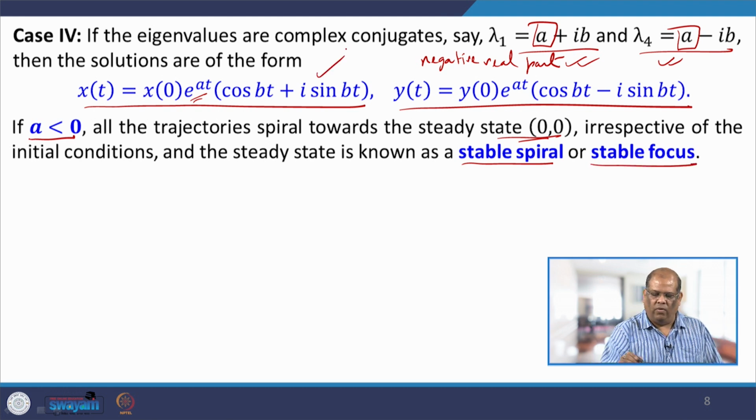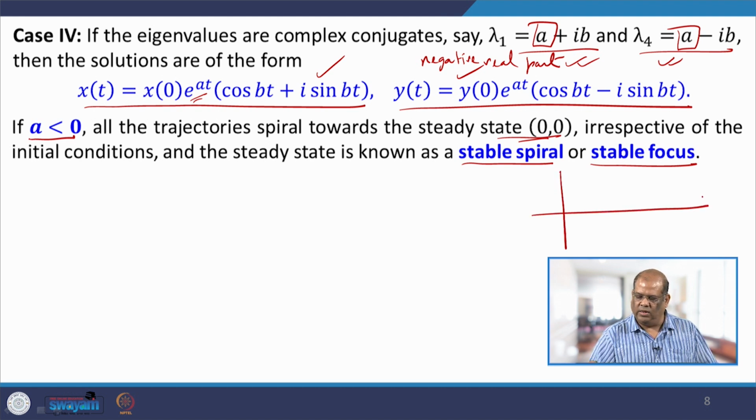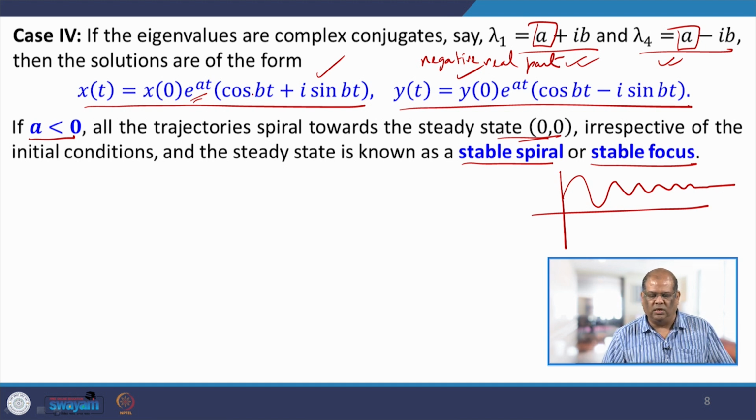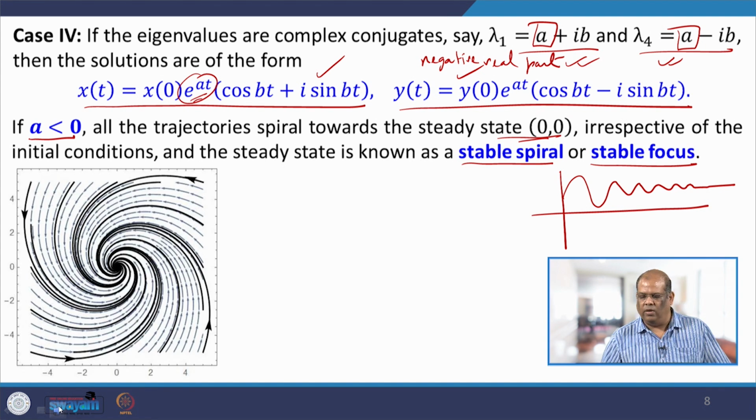If I want to find this solution, it will look somewhat like this: it will start from somewhere and then it is some sort of damped oscillation like this. The oscillations are due to the presence of sine and cosine, and the damping is because this is negative and it slowly decays out. The trajectories, or the phase portrait, look like this. This is a stable focus.